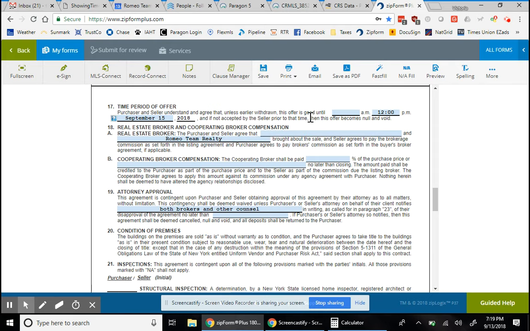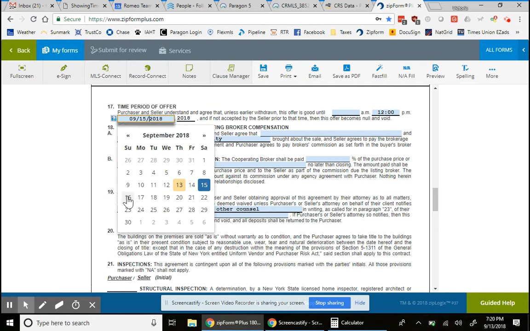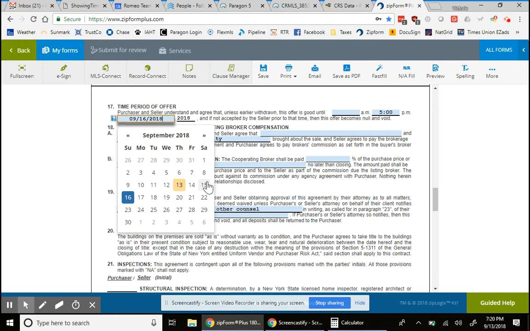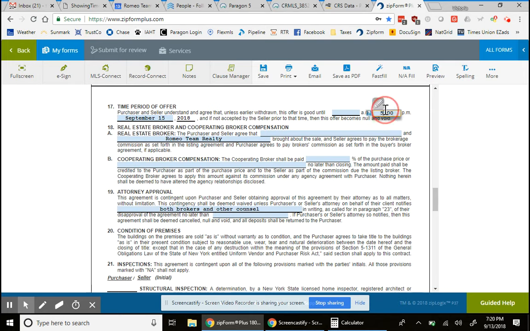But if you have a feeling this might be accepted, or you don't want to have to rewrite anything other than the first page of the contract, you write this out, say, through the weekend. And we'll say by 5 p.m. on the 16th. It really depends on your style, and the agent on the other side might have words about it.